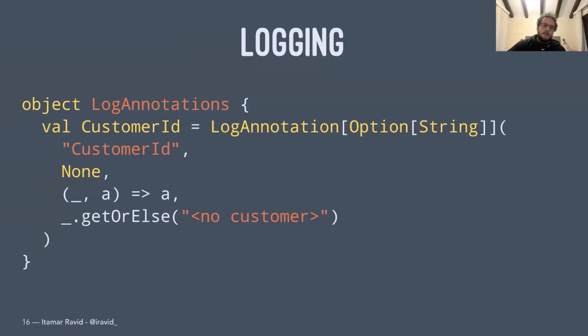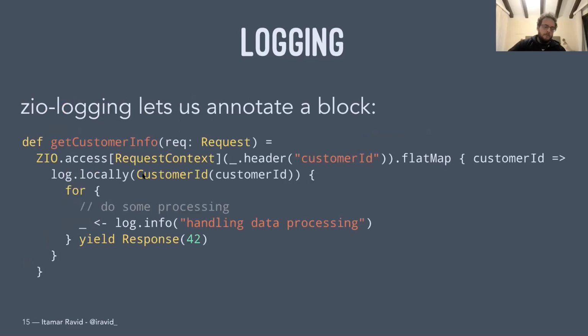So once we have this log annotation, then we can use it like we've done here. It's like a function that is applied to the contents of the annotation. So we're applying the log annotation to the customer ID that we've extracted from the request context, and using it to annotate the log messages here.